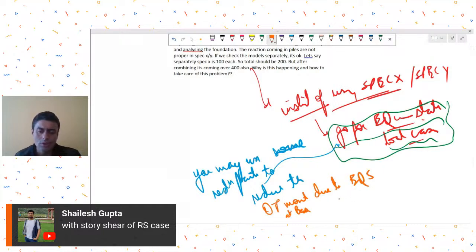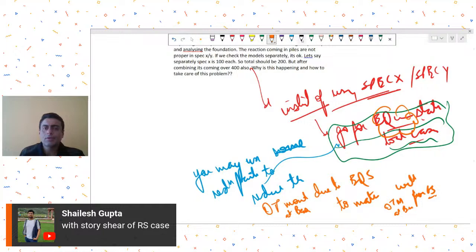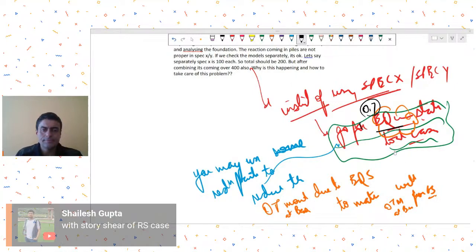You may want to reduce this overturning moment due to equivalent static to match with the overturning moment at base for the RS case. So that means you could multiply this equivalent static load case by some reduction factor, maybe something like 0.7, let's say, whatever factor comes out. So 0.7 EQ. This type of load case you can prepare and then bring it to your SAFE. So that would be my suggestion.